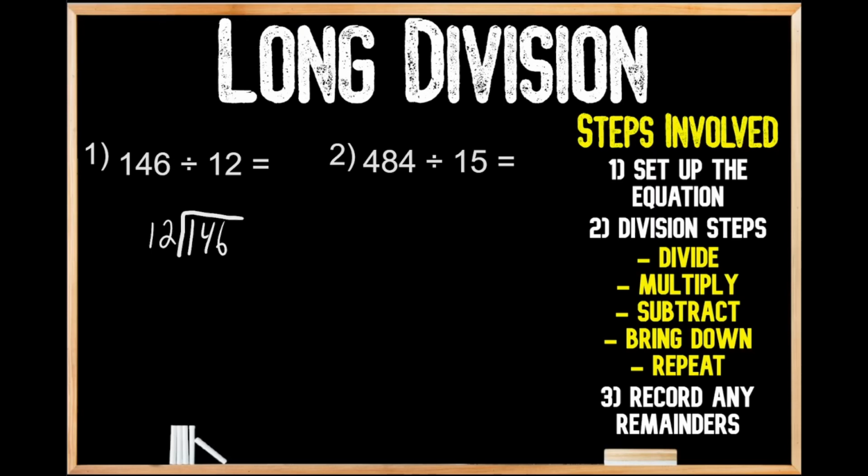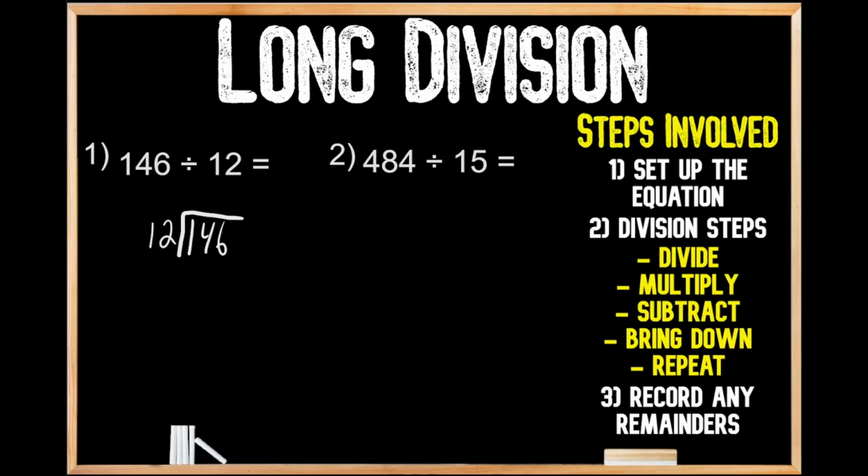Now we can move on to step number 2, where we're going to begin the step-by-step process of dividing whole numbers. As we can see, there's 5 steps involved. We're going to divide, multiply, subtract, bring down, and repeat that process from left to right. I know that sounds like a lot, but as we start working through this, you're going to see that it's not as complicated as it sounds.